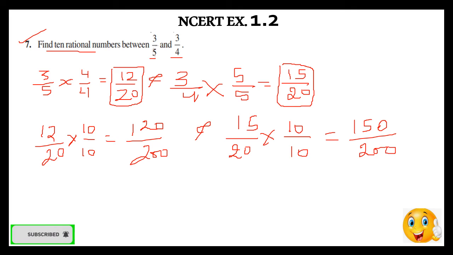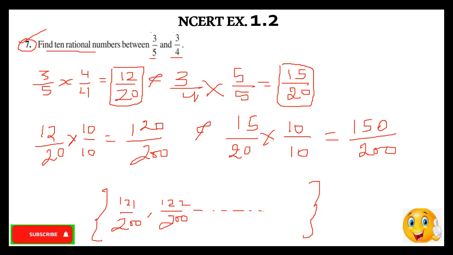We require 10 rational numbers. So here we can write 121 upon 200, 122 upon 200, and so on. We can write here the 10 rational numbers till 149 upon 200. Any 10 numbers you can write. So this is how we solve the question to find the rational numbers between the given two rational numbers.